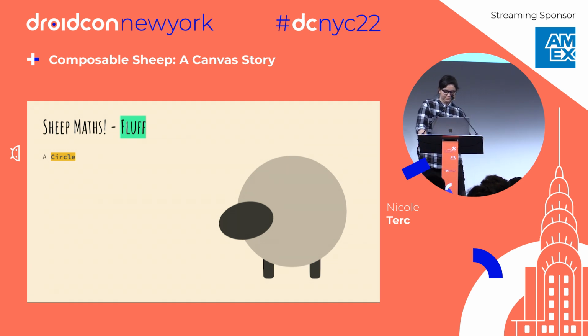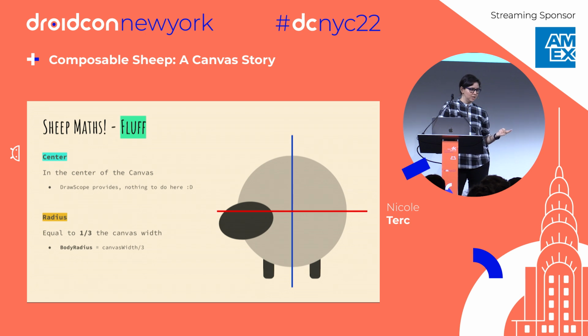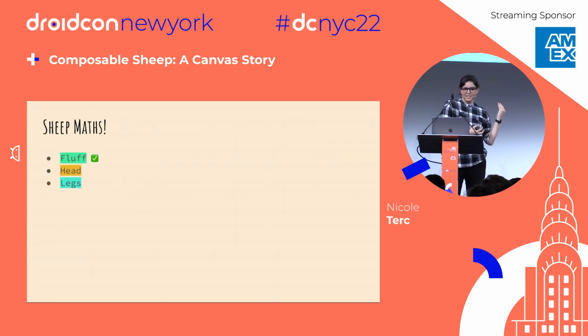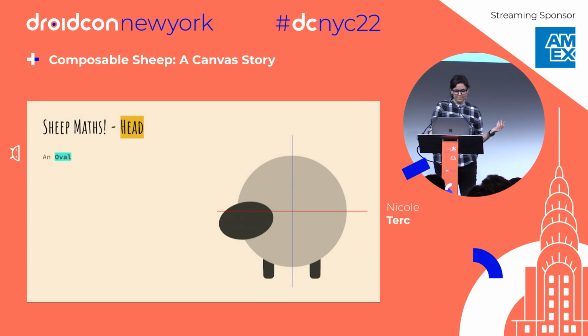First, the fluff. We know that the fluff is a circle. And in order to draw a circle, as we saw, we need 2 things. We need the center, and we need the radius. How are we going to be calculating these things? We're just going to do as follows. For the center, I'm keeping it simple. I'm just going to use the center of the canvas, so there's nothing I need to do there. I already have it. And for the radius, I like 1/3. Why not? This is me defining things, so you can just play around and define it as you want. Great, we have the fluff.